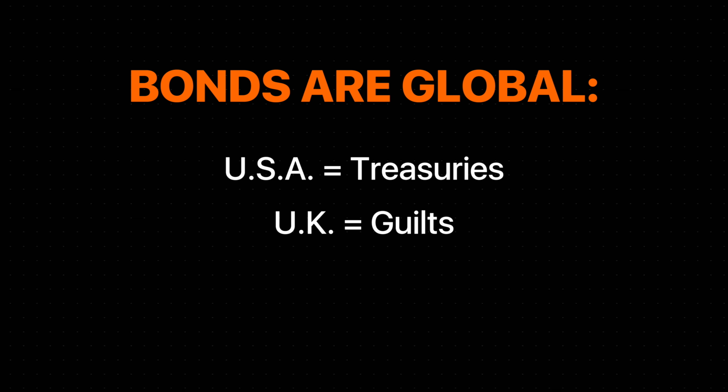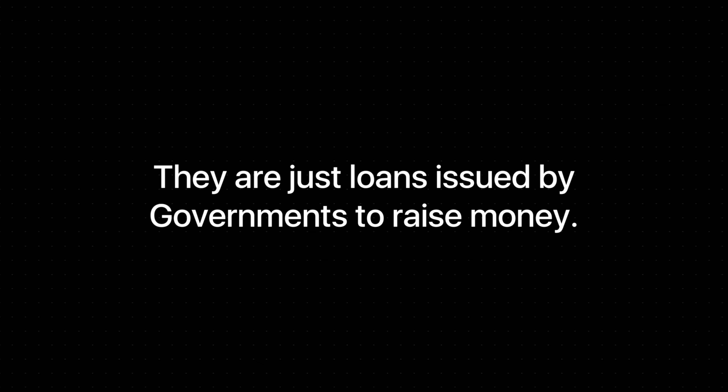Bonds exist in every major economy. Throughout this video, we will be using the US as reference points. So in the US, you have treasuries. In the UK, we have gilts. And in Japan, you have Japanese government bonds, also known as JGBs. And Germany has bunds. The concepts are all the same. They are just loans issued by governments to raise money. Even if you trade Forex and gold, yields are what move those markets the most.